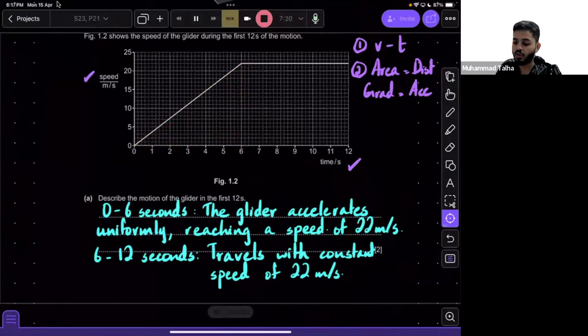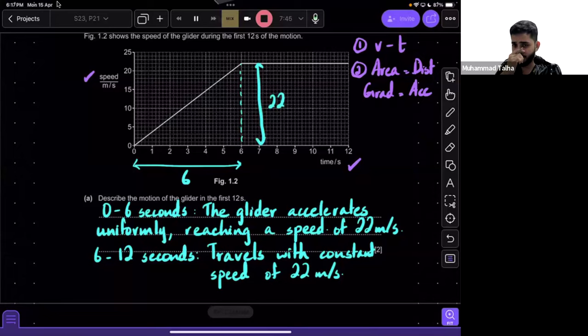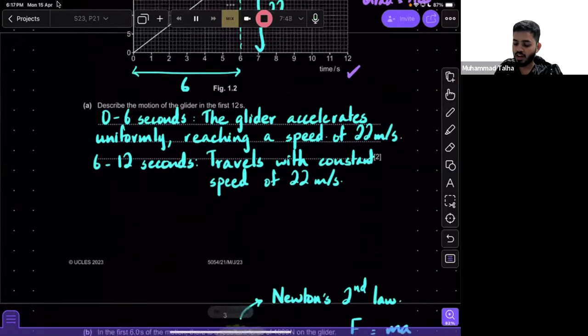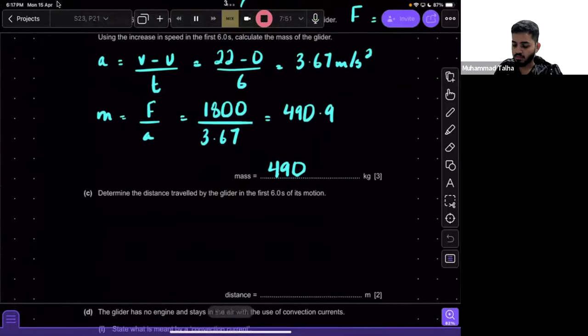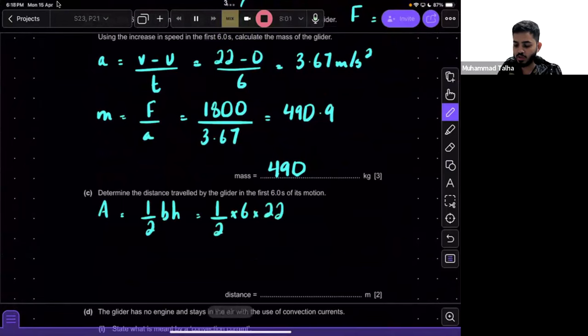So this is very straightforward. This is just a triangle. In this triangle, we know that this base is 6, and we just also worked with this height, which is 22. So we just need to use the area of a triangle. So half base into height. So area is half base into height. So half into 6 into 22, which is going to be 66 meters. All right.